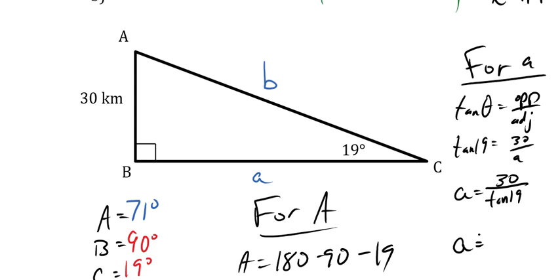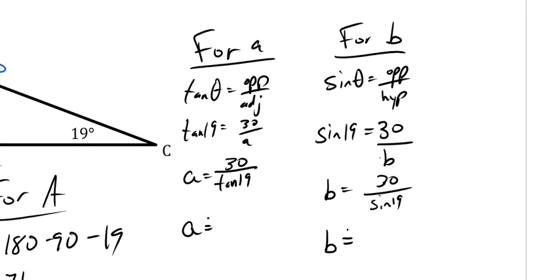For B, again, opposite is 30. B is hypotenuse. Which ratio is that? It's sine. So you use sine for B. Sub in to the right spots, hopefully. Rearrange. Solve. What's the answer for A?